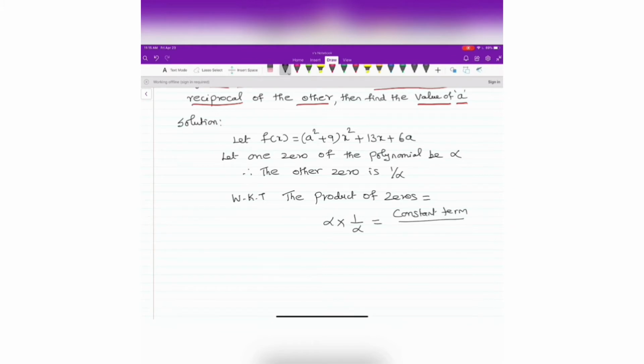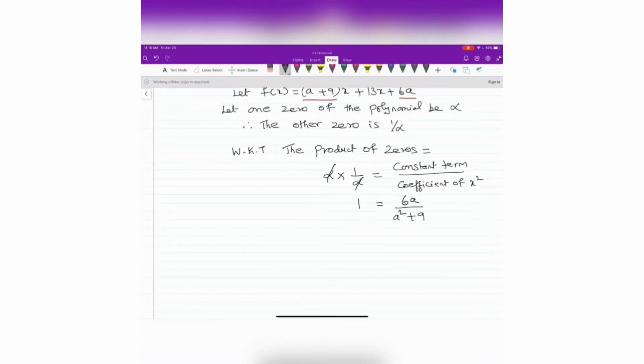Okay, what is constant term? If you see the given quadratic polynomial, 6a is the constant term over here, and coefficient of x square is a square plus 9. So I will be getting here 6a by a square plus 9. Actually speaking, this alpha and this alpha will get cancelled. So I will be having 1 is equal to 6a by a square plus 9.